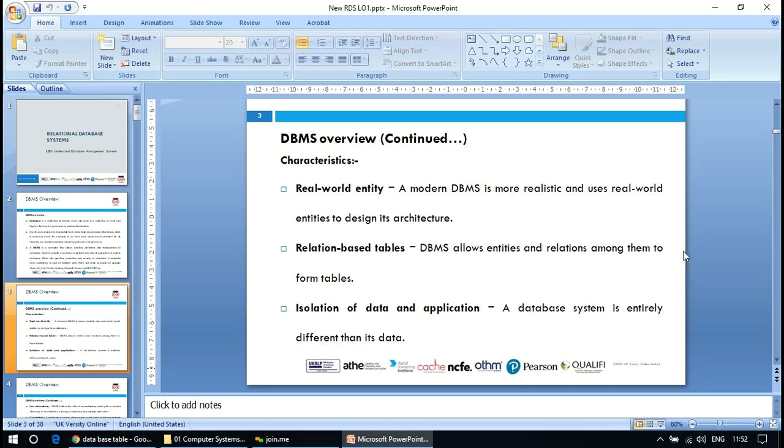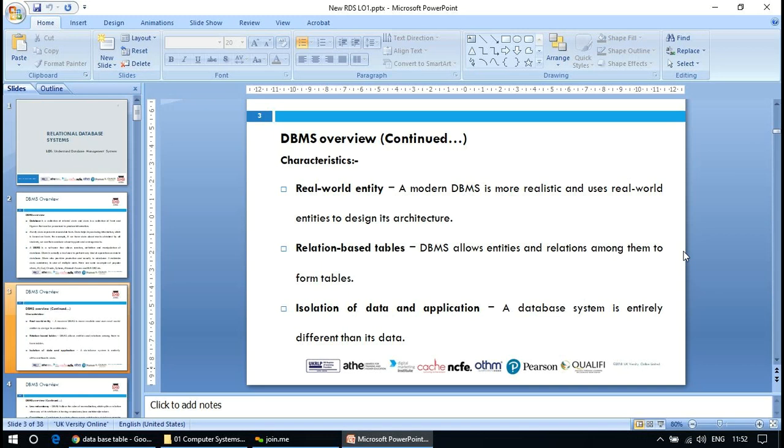Any application means you can get these records into a web browser, into a form-based interface, or into a mobile application. Do you get that? That's basically the isolation of the data and the application in current database systems. Nathan? Yes, I got it. So that's basically the feature.